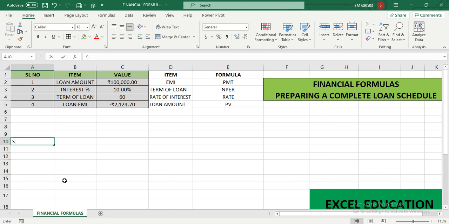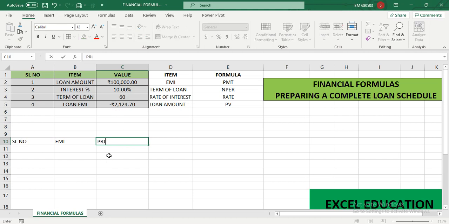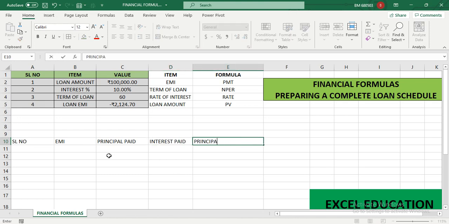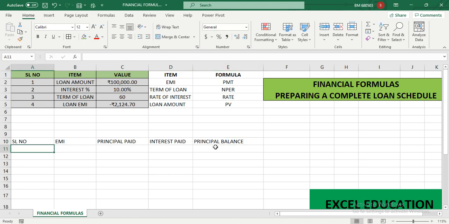All right, yes. So I'm going to first type the serial number. Let me type it here. Serial number stands for the monthly payments. I will have the loan EMI here, which is going to be constant throughout my 60 months, and then it will have the principal paid. Then I'll have the interest amount paid, interest paid. Then I'll have the principal balance that is outstanding, which should be zero by the end of 60 months.